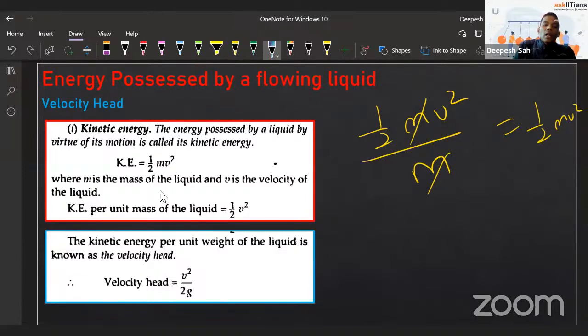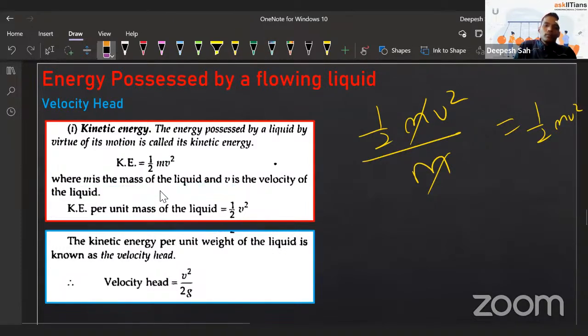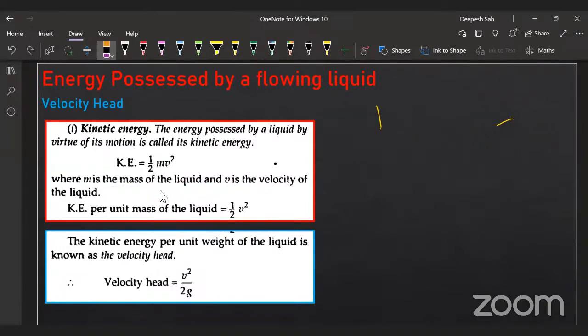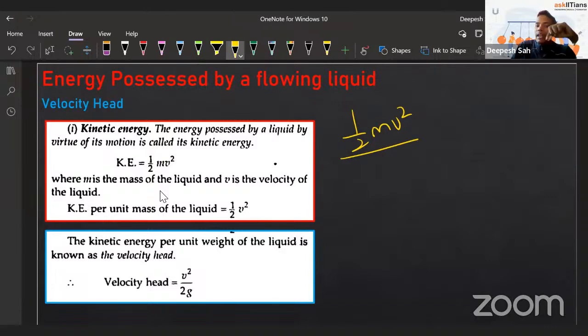This is known as kinetic energy per unit mass of the liquid. Is that clear? Yes, sir. And making it more different, if I take the kinetic energy, half mv square, and divide it by the weight of the body, that is mg, m and m will get cancelled out. Answer will be v square by 2g.